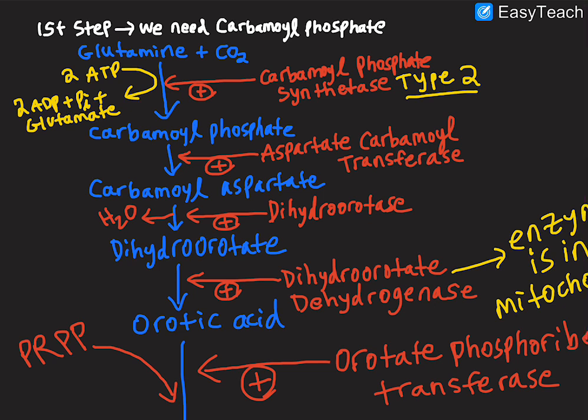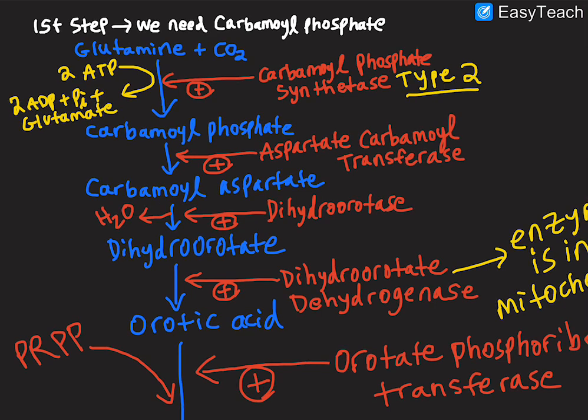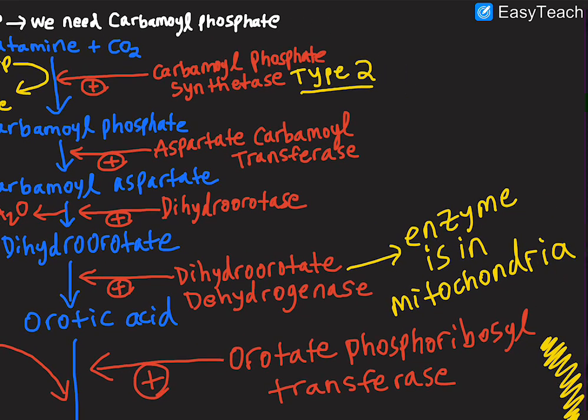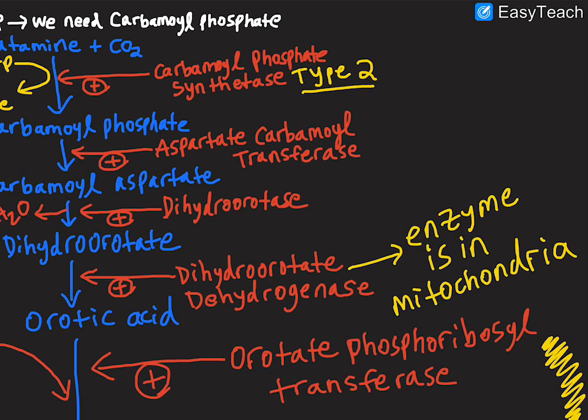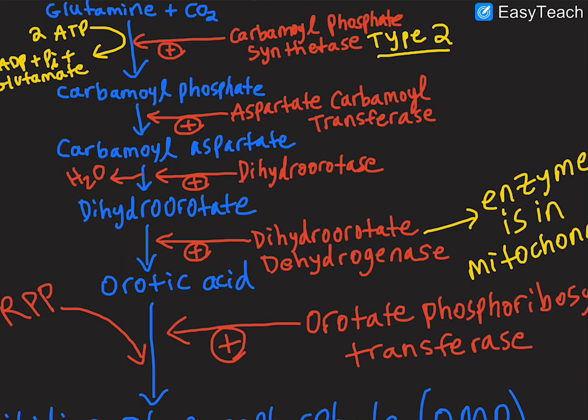Now we go from dihydroorotate to orotic acid, or orotate. And I do that via dihydroorotate dehydrogenase. And this enzyme, fun fact, is found in the mitochondria. So we went from dihydroorotate to orotic acid via dihydroorotate dehydrogenase.